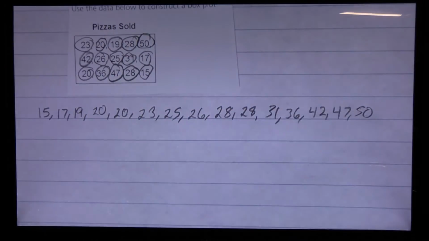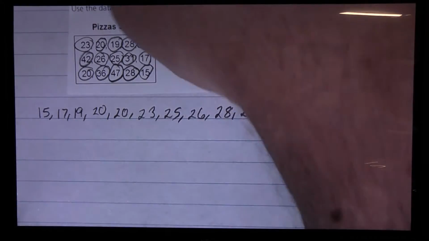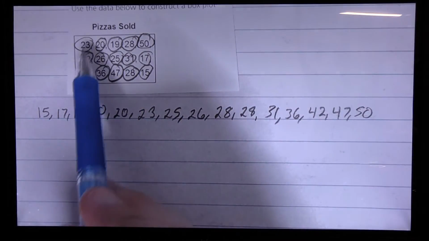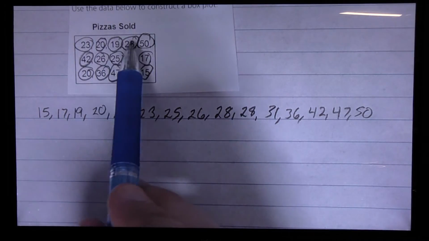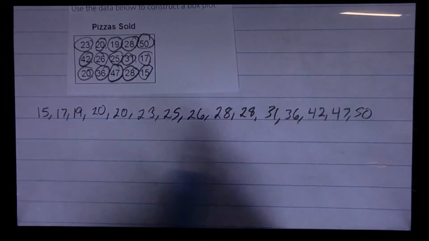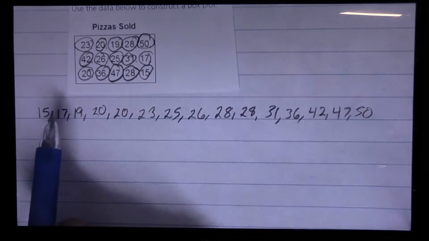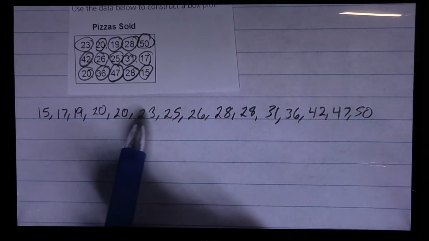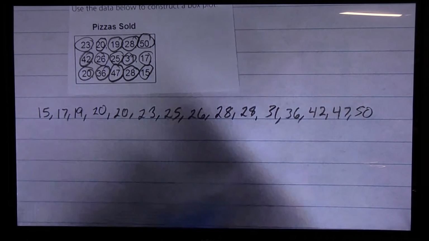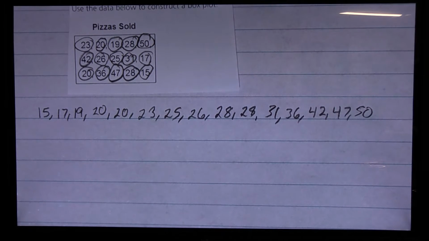Okay, I want to make sure that I've got all my values, so I'm going to go ahead and count and see if I've got them all. So I know I have 1, 2, 3, 4, 5. I have 15 values here, so I should have 15 values down here. 1, 2, 3, 4, 5, 6, 7, 8, 9, 10, 11, 12, 13, 14, 15. So I have them all.